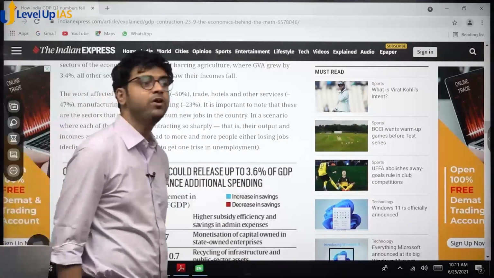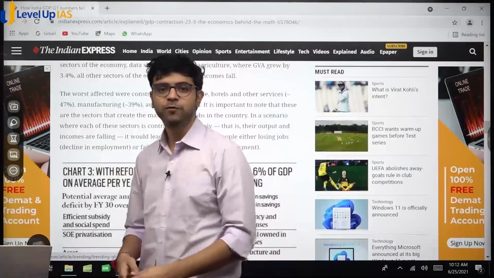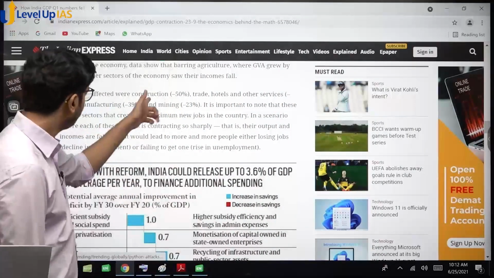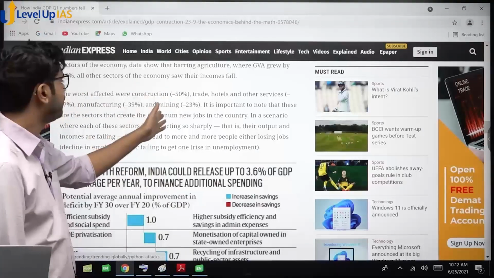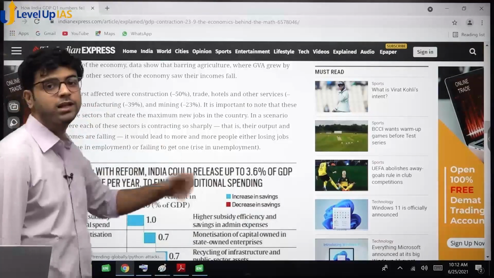You remember a question, India's growth is defined as jobless growth. Where will the jobs come from? One line should come that jobs will come from trade and hotels, construction, service sector, mining sector, manufacturing sector. Here you can write Make in India will help increase more jobs.